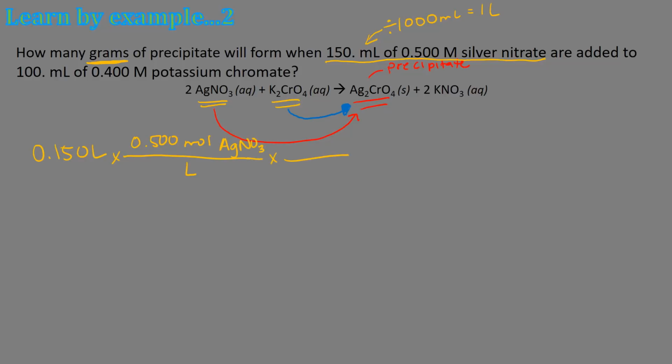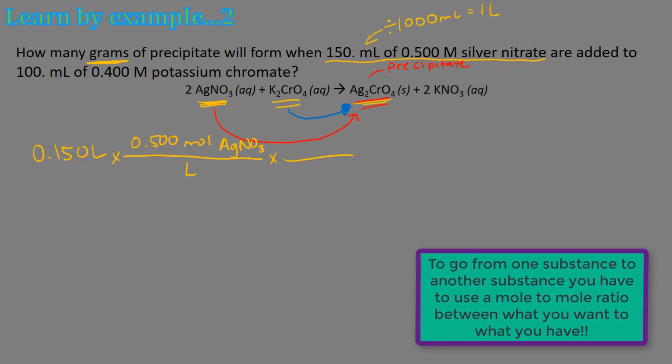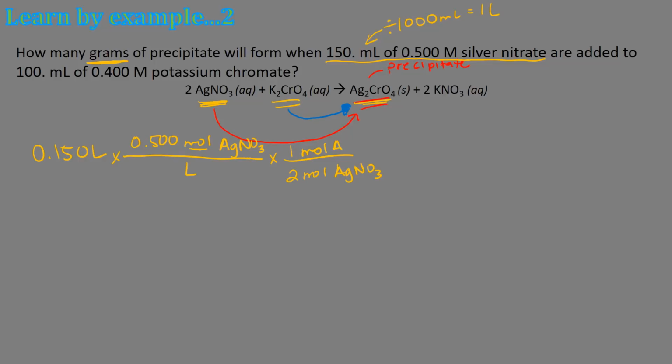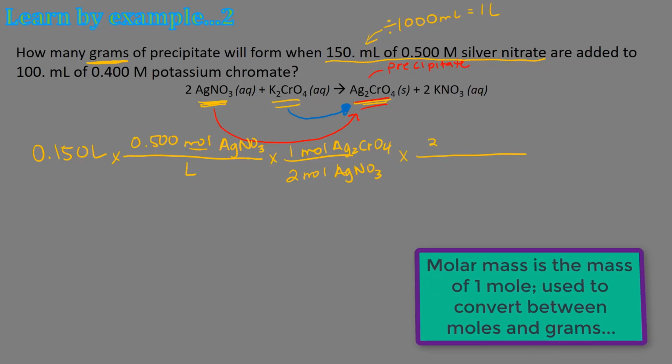So in order for me to go from silver nitrate to silver chromate, I have to use a mole-to-mole ratio. And my mole-to-mole ratio is going to be 2 moles of silver nitrate. And I put that on the bottom so that it would cancel with this one up here on the top. And that gives me 1 mole of silver chromate. Since I'm looking for grams of silver chromate, the molar mass of silver chromate is 332 grams per mole.